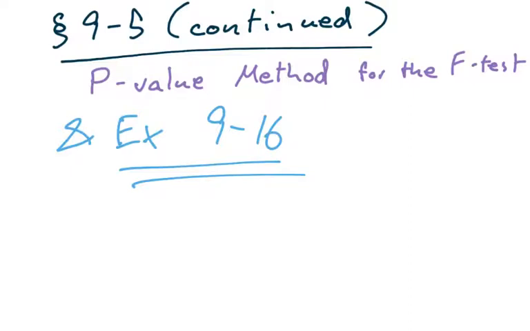And today we are continuing in Chapter 9, Section 5. We're going to be going over the p-value method for the f-test. And ultimately we're going to be covering example 9-16 as an example of this. Okay, so let us just go ahead and take on a hypothetical example. This is not one of the specific ones from the book, but we'll have it as a simple task.